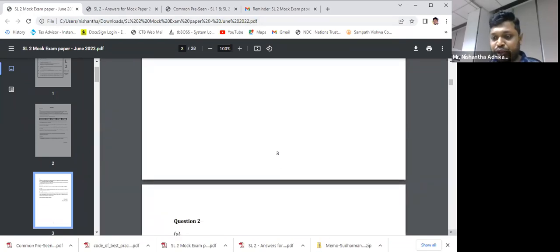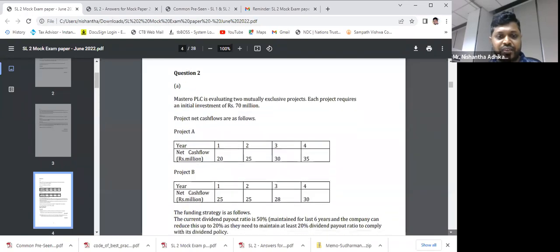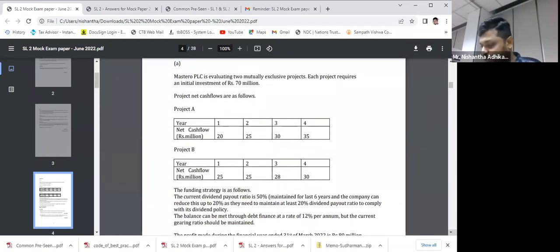We will move to question number 2. Now, look at this option. Read. Master PLC is evaluating 2 mutually exclusive projects. Mutually exclusive means if you accept one project, you have to reject the other one, right? Each project requires an initial investment of 70 million. Both projects require an equal amount of investment, 70 million.